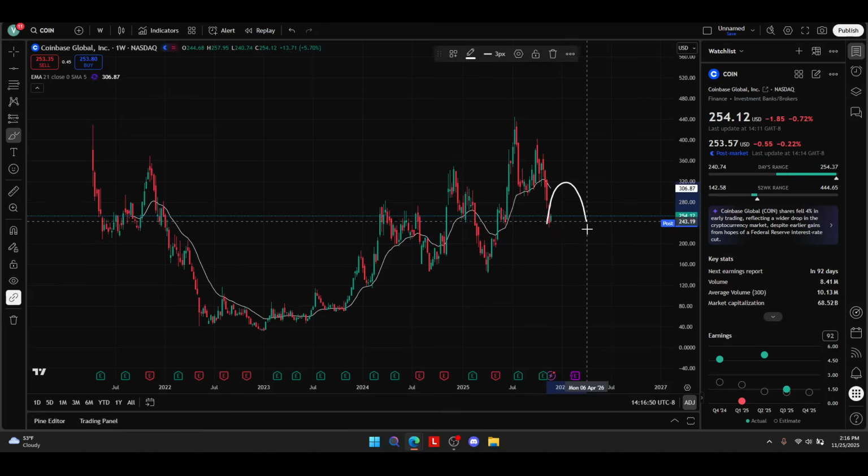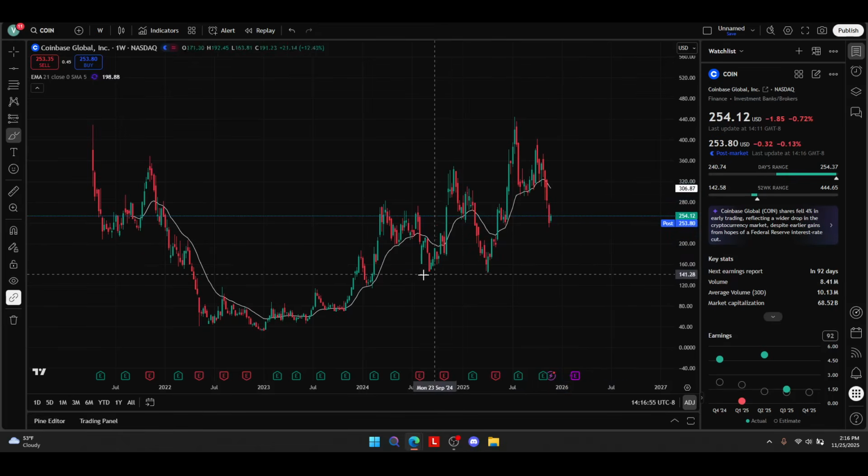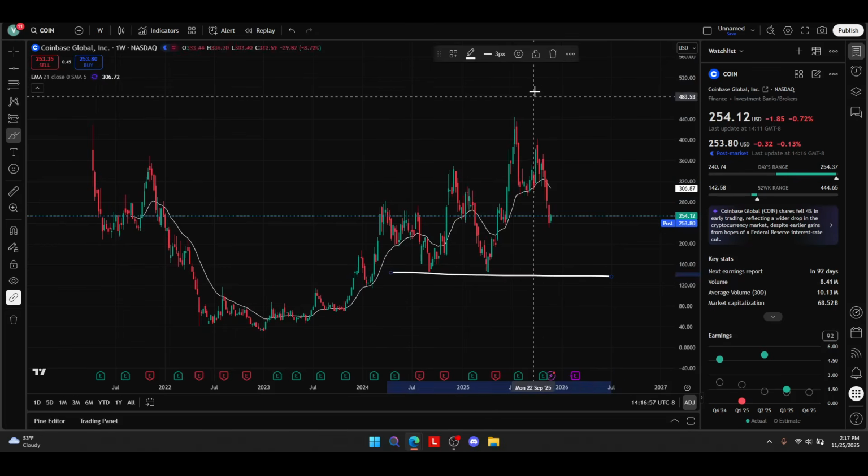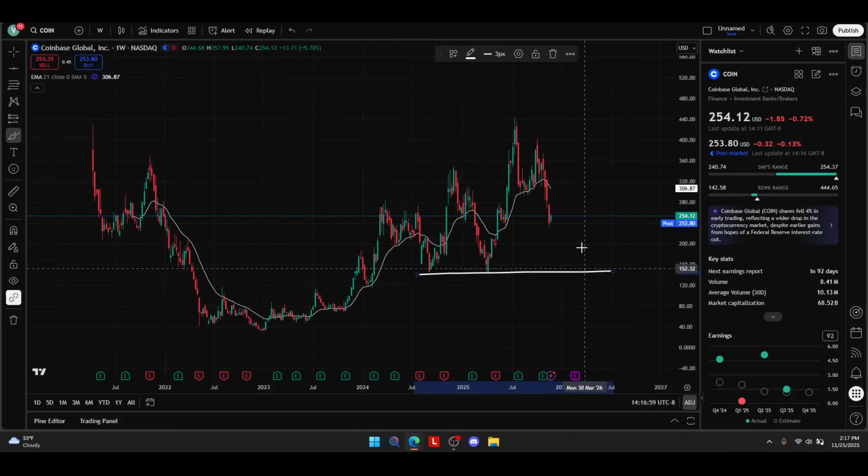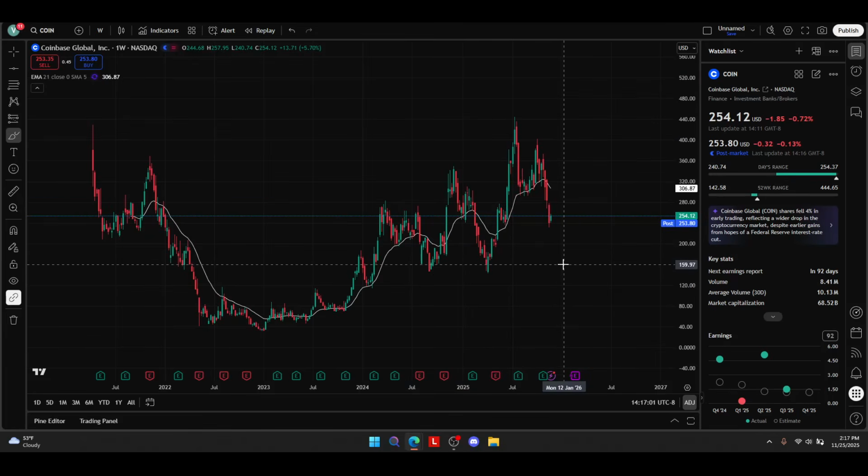If not, we may see price just continue to roll over back down to the high 100s, even mid 100s. That's where this double bottom is at. So we had a double bottom at 150. So Coinbase, most likely we'll see lower prices develop until we can see a strong break above $300. That's all I have to say for Coinbase.